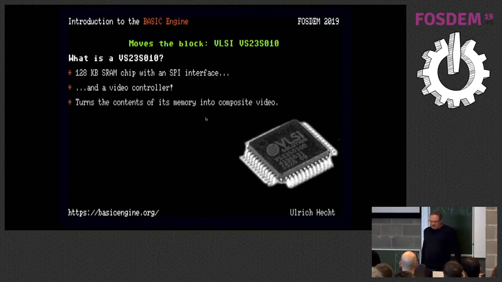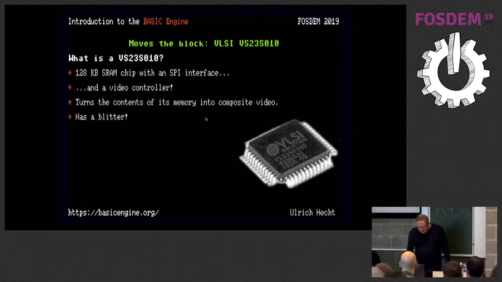And what it does, it turns the contents of its memory into composite video. You don't have to do anything. You set up about 2 million registers, and then it just moves that stuff out the video port, and you don't have to do anything other than write it out over this SPI bus. And it has a blitter.